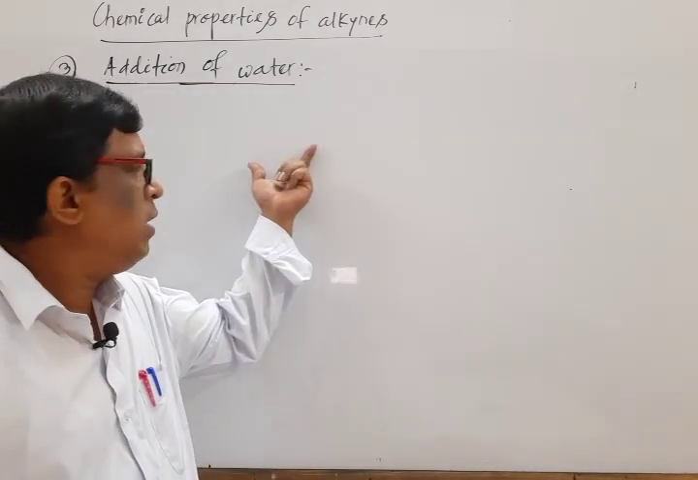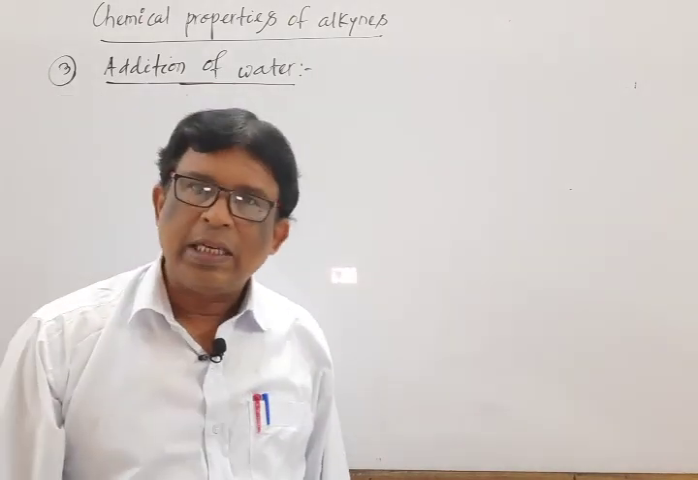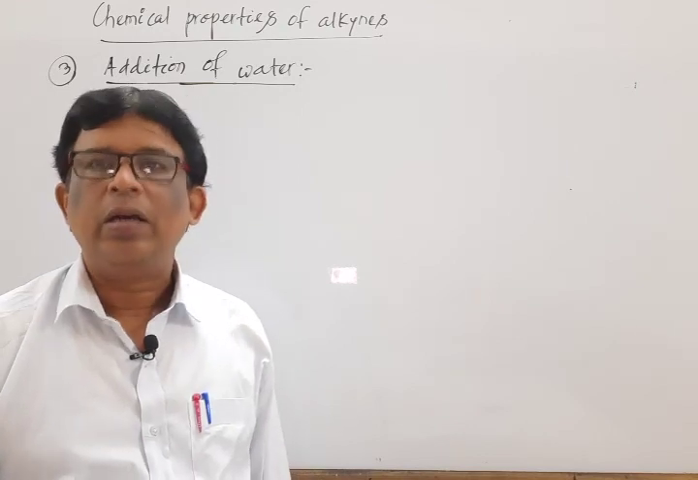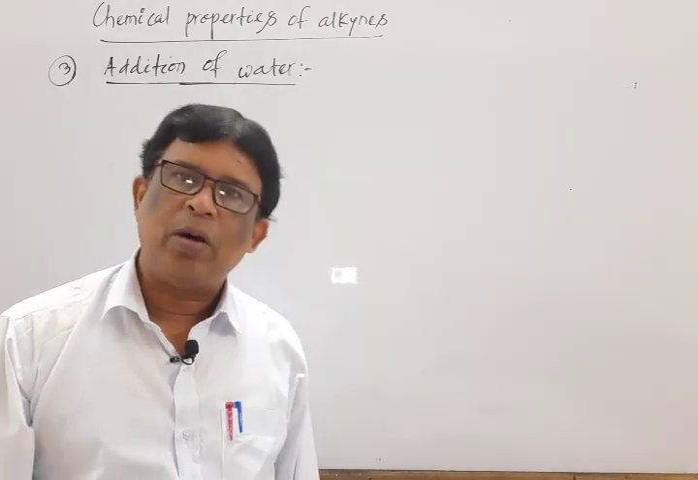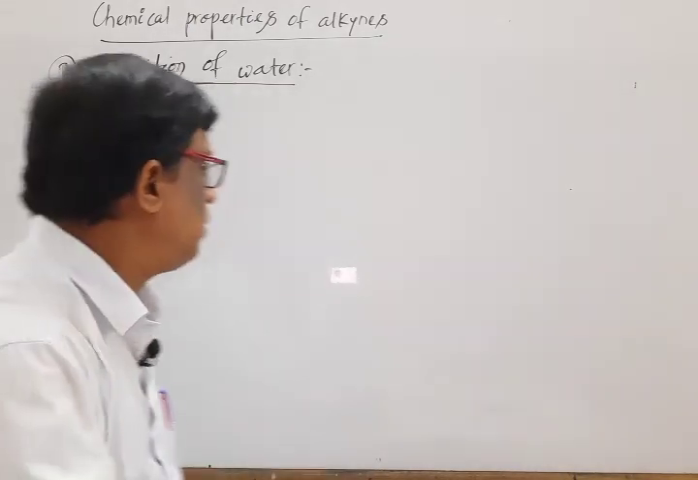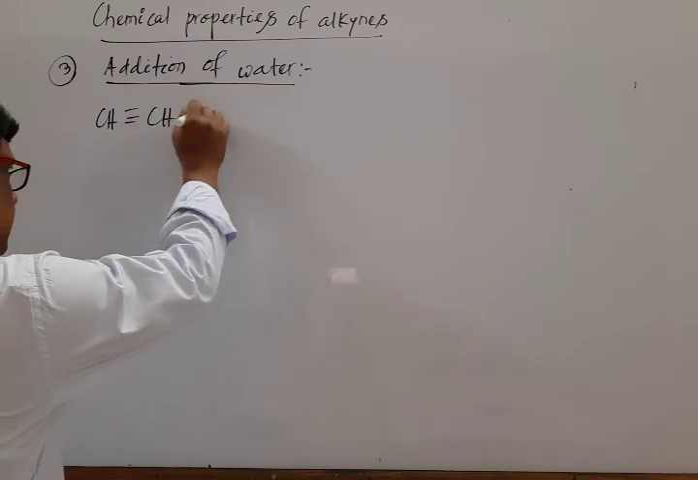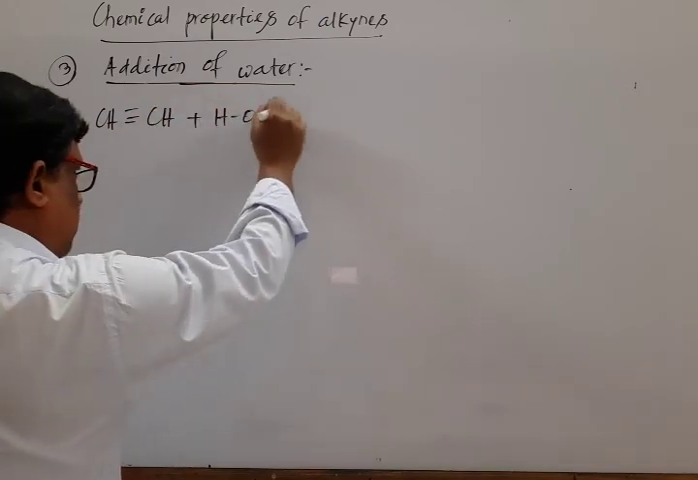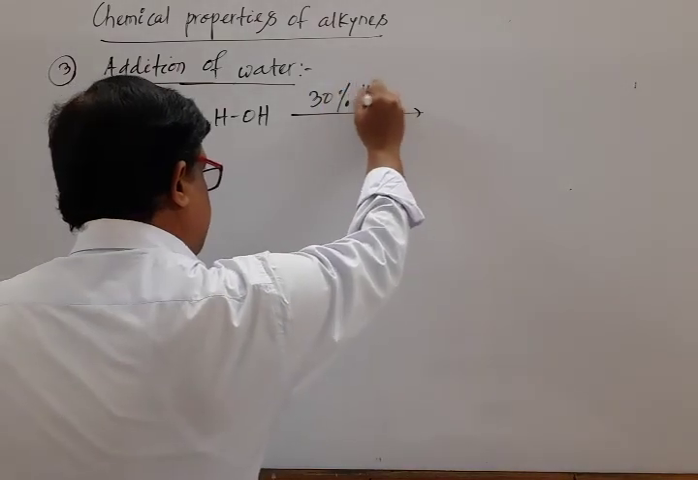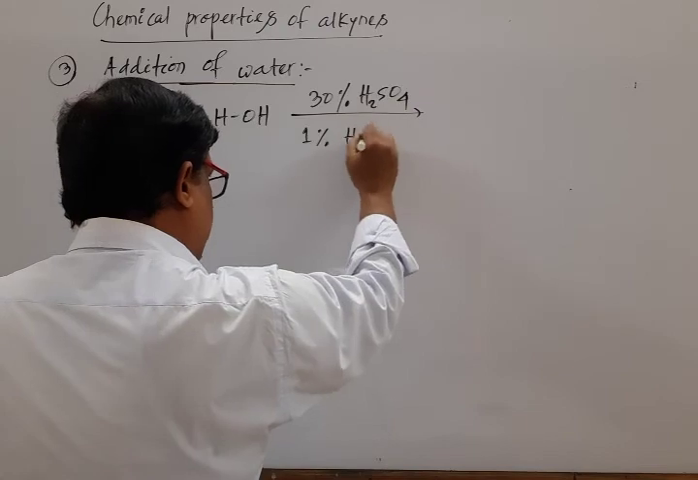So when an alkyne reacts with sulfuric acid in presence of mercury sulfate, it adds a molecule of water, and by a rearrangement they form an aldehyde or ketone. Okay, mark the equation. First is acetylene, add a molecule of water in presence of 30% sulfuric acid, 1% mercuric sulfate.